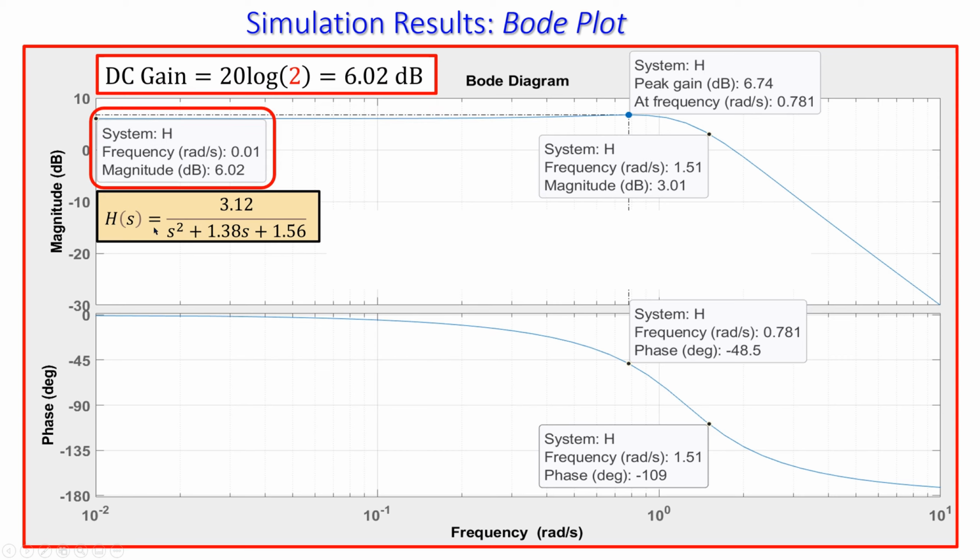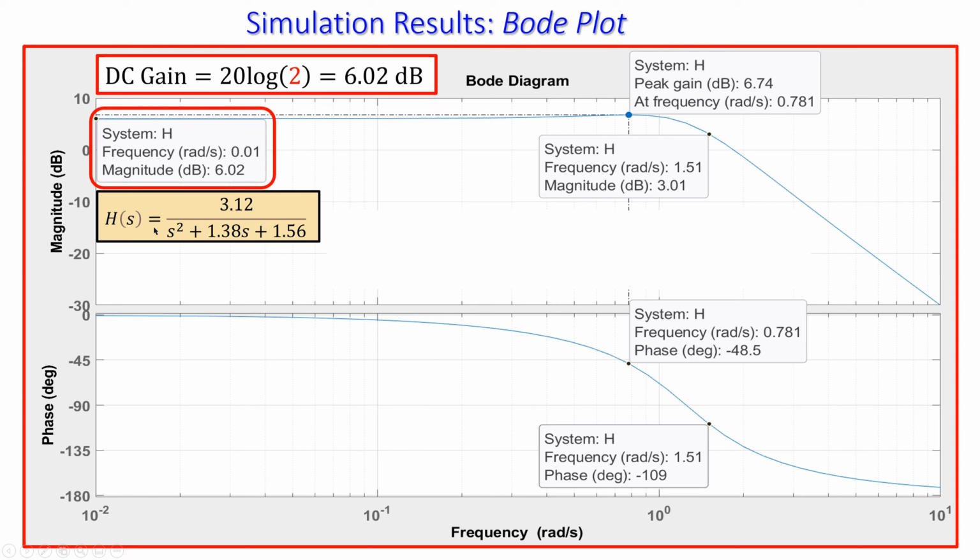So that's correct. If I now look at this label, again, I see a peak gain of 6.74 at that frequency of 0.781. And we will verify this. This is the associated phase with that one, and this is the bandwidth again. So you go down by 3.01, and it will be at 3.01. If you go down from this magnitude to that magnitude, that will happen at 1.51 radians per second. And this is the bandwidth of our system. So we will verify this. Again, associated phase for that bandwidth is shown here.